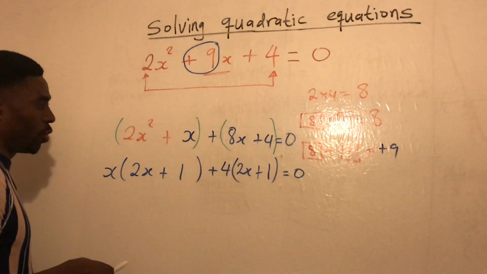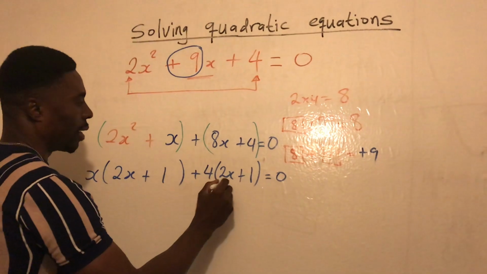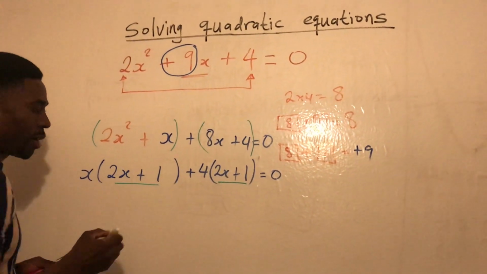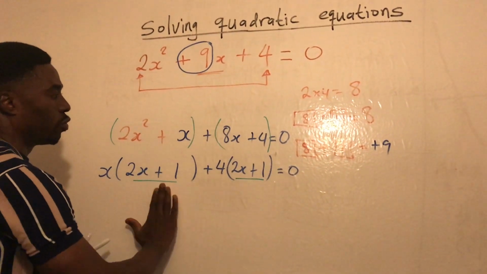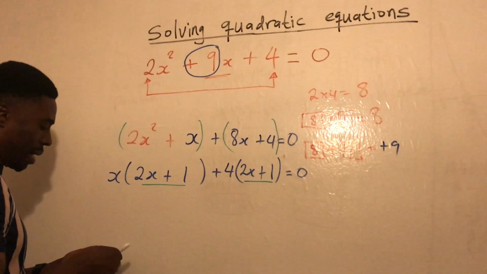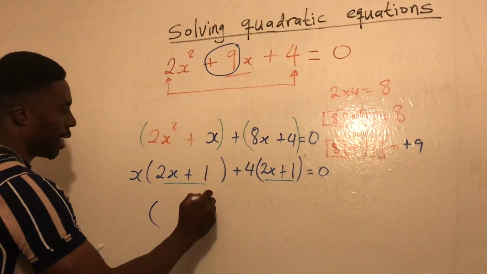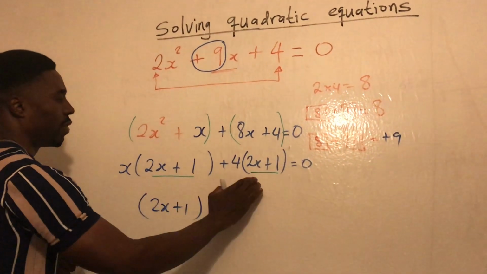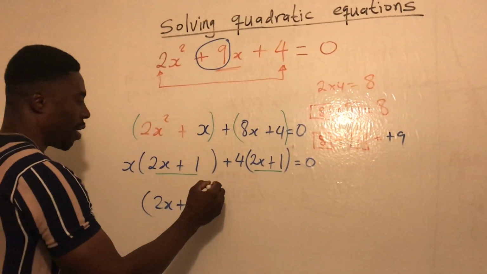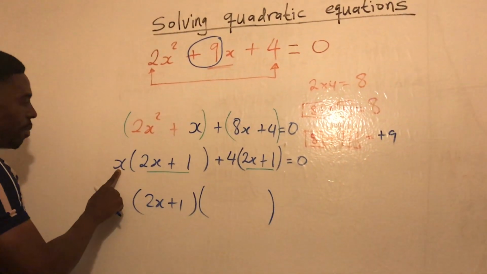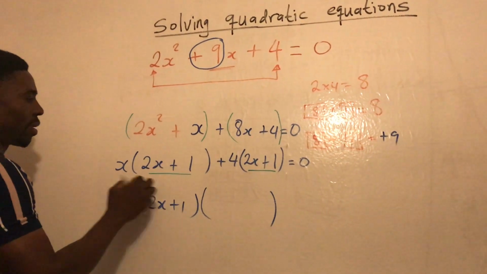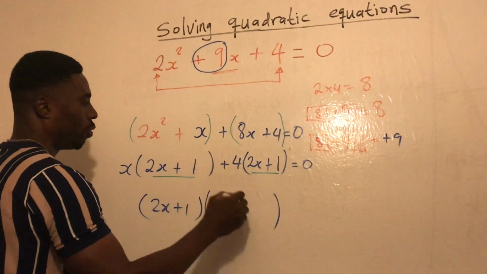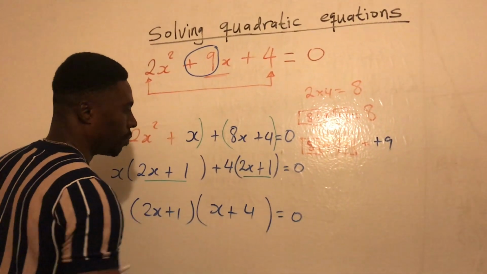At this point, you notice what's in this bracket is exactly the same as what's in this bracket. So that's common to both terms. So we can keep that one outside of the bracket, like so. One of them, 2x plus 1, was common to both of them. So I factor that out. We have another bracket and put the remaining terms into this bracket. So we have x plus 4, and we have equal to 0.